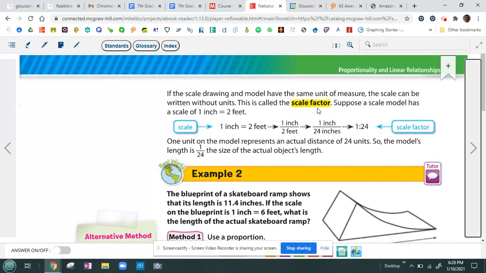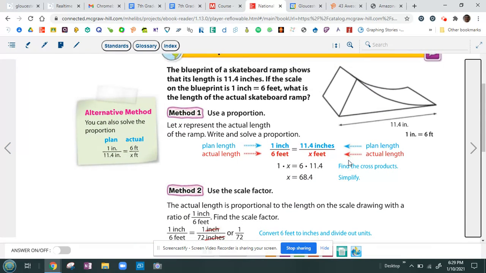So that's an important skill to have, changing from a scale with 2 different units to giving them the same units and canceling out those units, and then having the scale factor, which is the ratio without units. All right, here we go. In this example, the blueprint of a skateboard ramp shows that its length is 11.4 inches. If the scale on the blueprint is 1 inch to 6 feet, what is the length of the actual skateboard ramp?